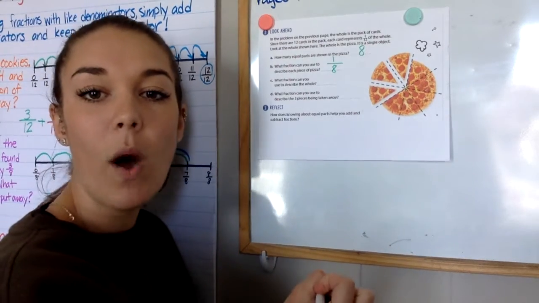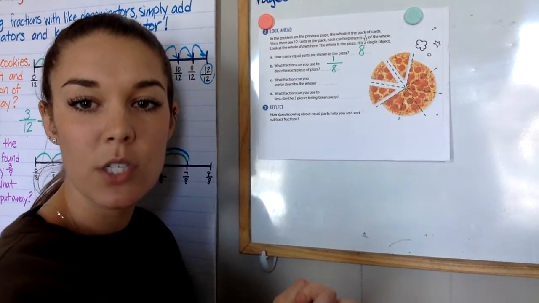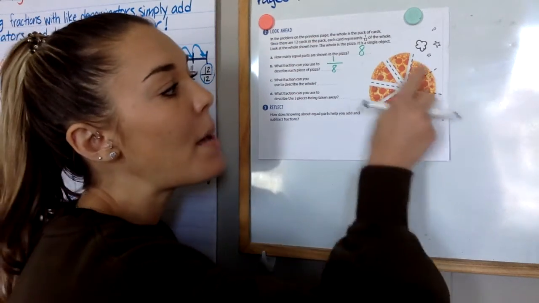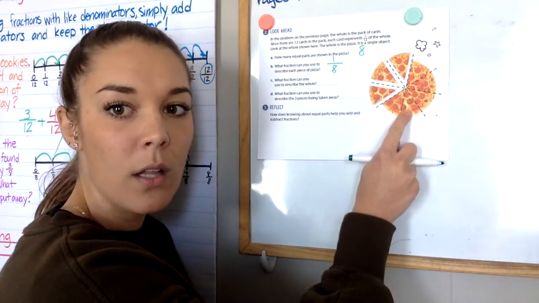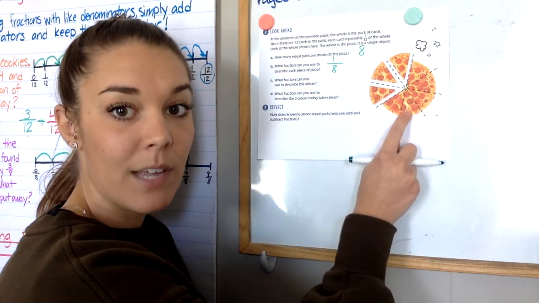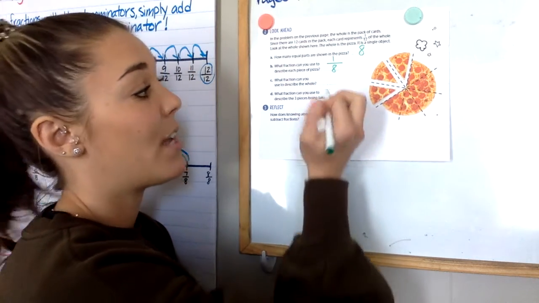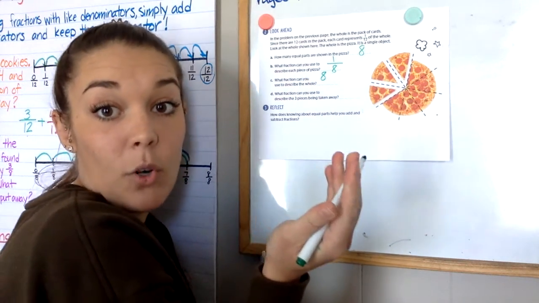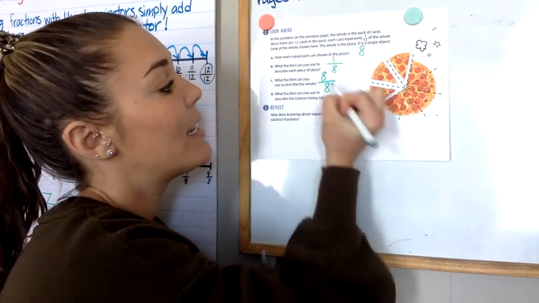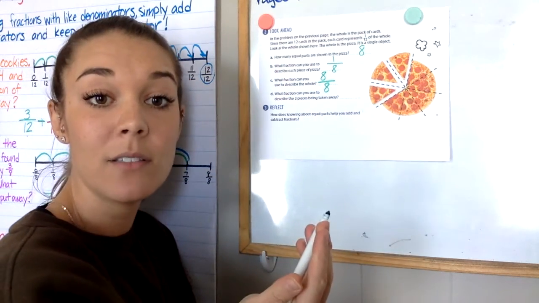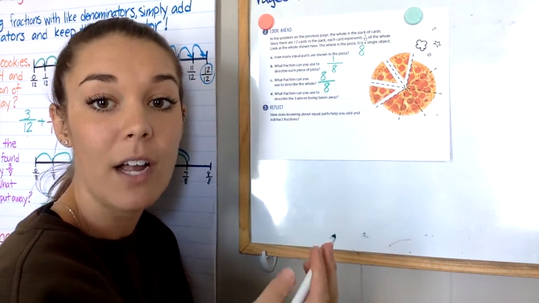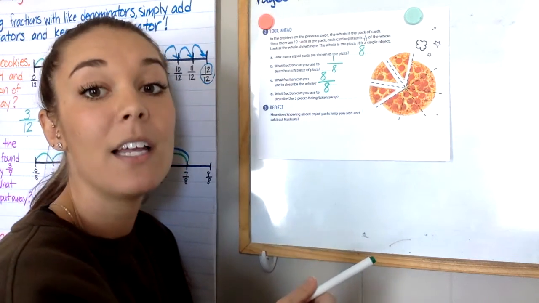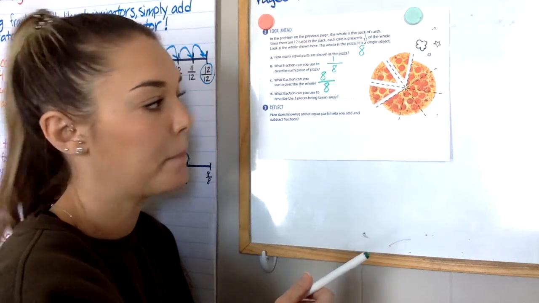Then it says, what fraction could I use to describe the whole? Okay, so how many parts are in this whole in total? I hope you're saying 8. So there's 8 parts in the whole out of how many total parts? 8. So instead of saying 1, we could say 8/8, right? And we know that's the same thing as 1 because any fraction that has the same numerator and same denominator is equal to 1, okay?